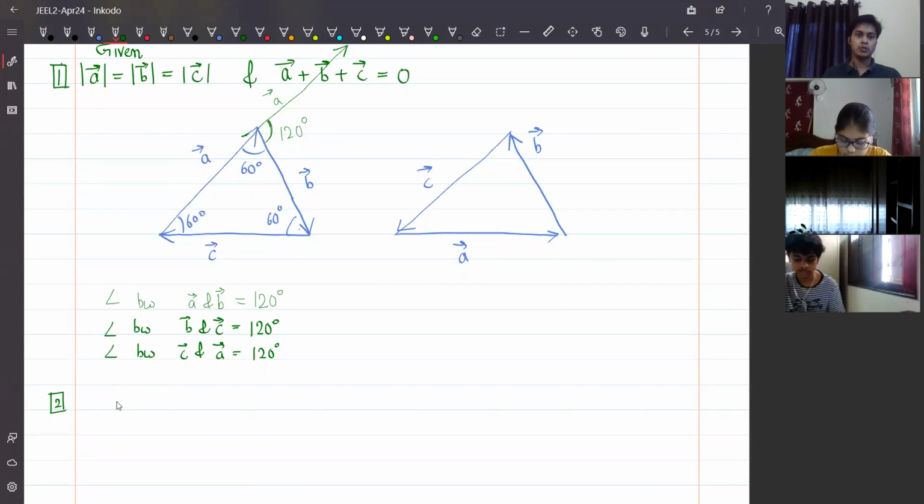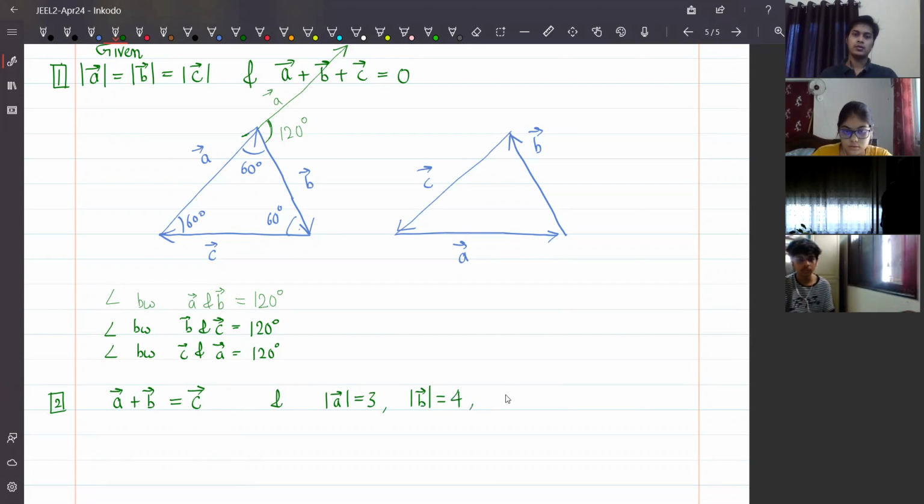Suppose these two form a triangle. So A plus B vector is equal to C vector, and the mod of A is 3, mod of B is 4, and mod of C is 5. Again, you have to find the angle between A and B, B and C, and C and A.